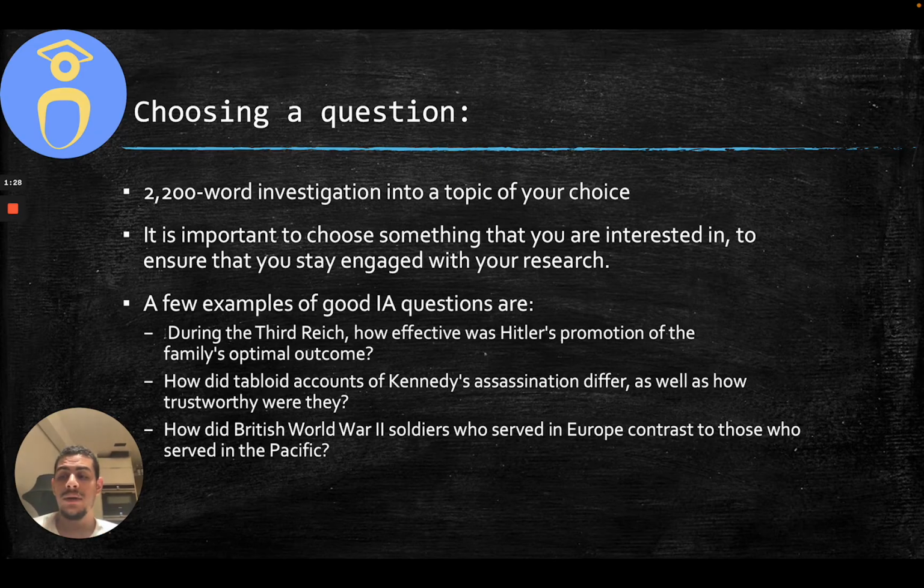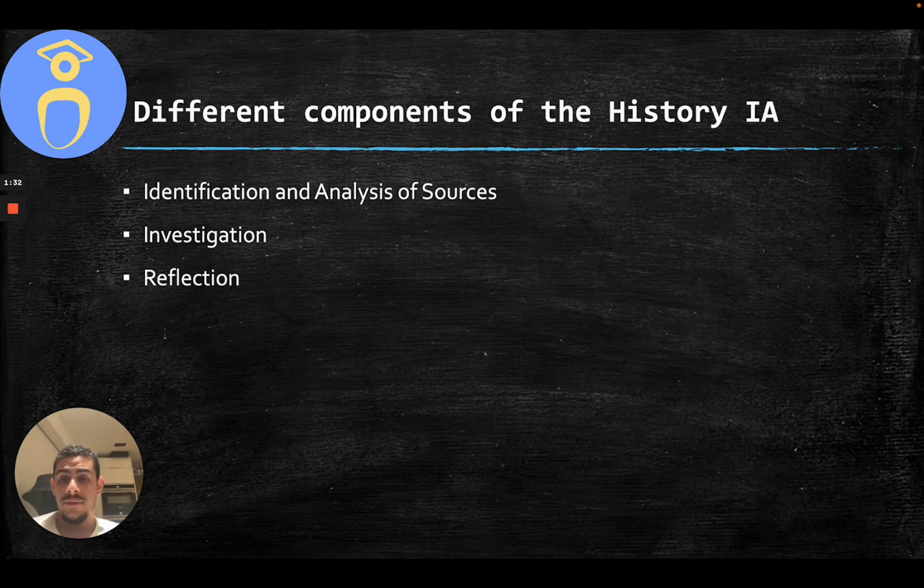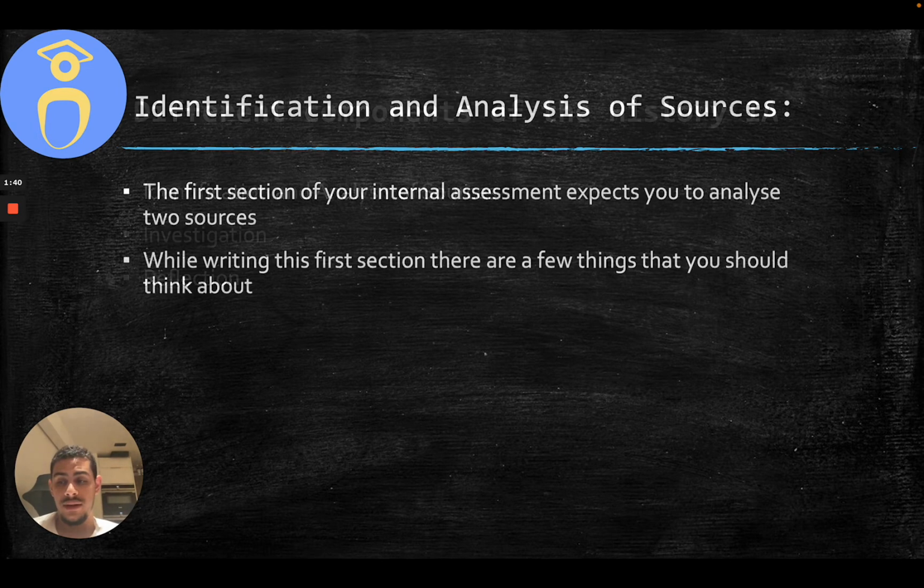Now, the actual history IA has 3 different sections. Identification and analysis of sources is your first section. Your second section is the investigation, and the final one is the reflection. For the first section, it expects you to analyze 2 different sources, whether they be primary or secondary. While writing this first section, there's a few things that you should keep in mind and think about.